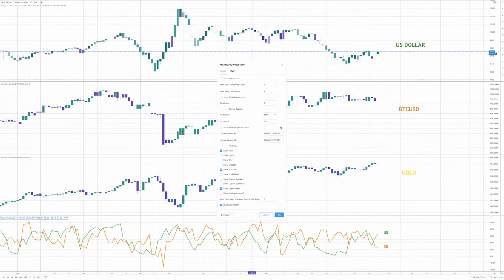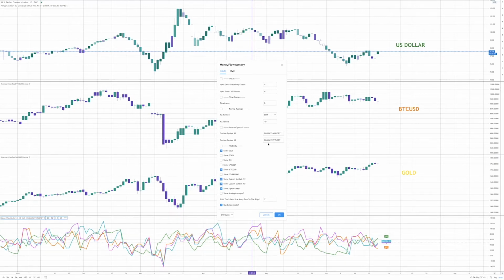Let's go into settings. We've got ADA and XTZ, which is Tezos. So Cardano and Tezos, we will activate their lines. So now we are trying to compare where our money should be on the crypto side of things. I will just change the charts around and relabel, and we'll come back to this in a second.